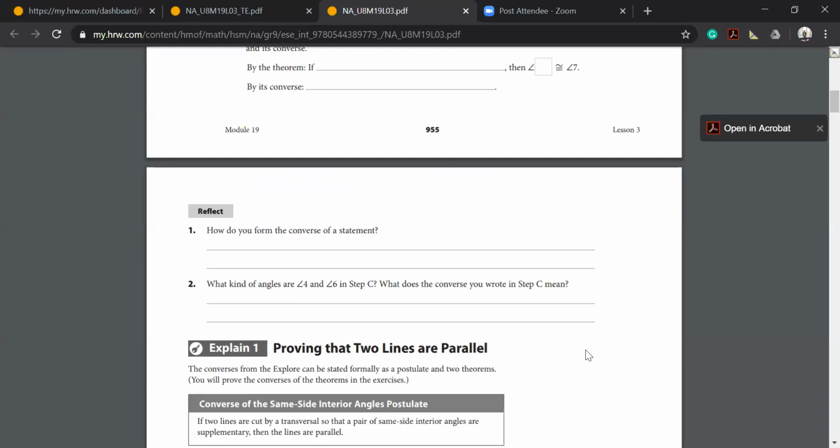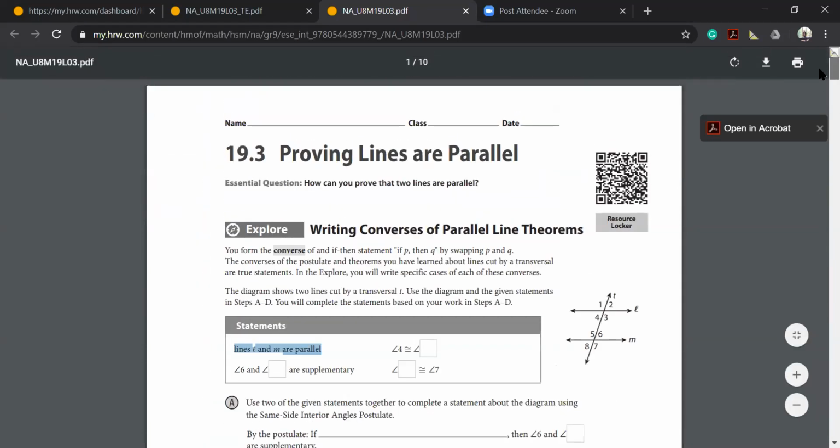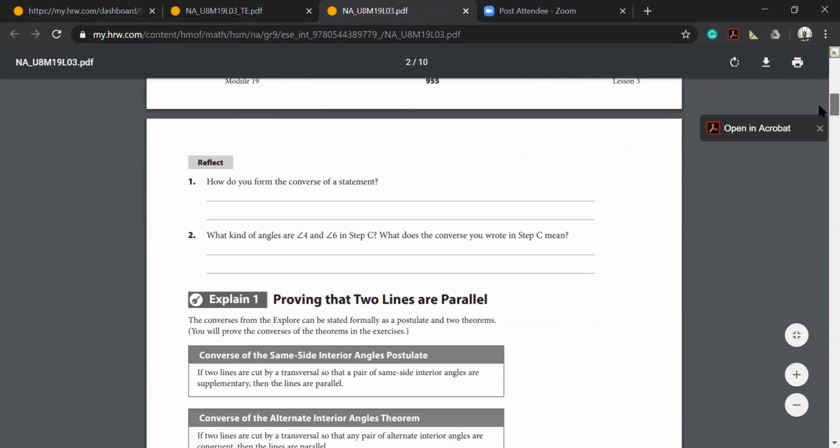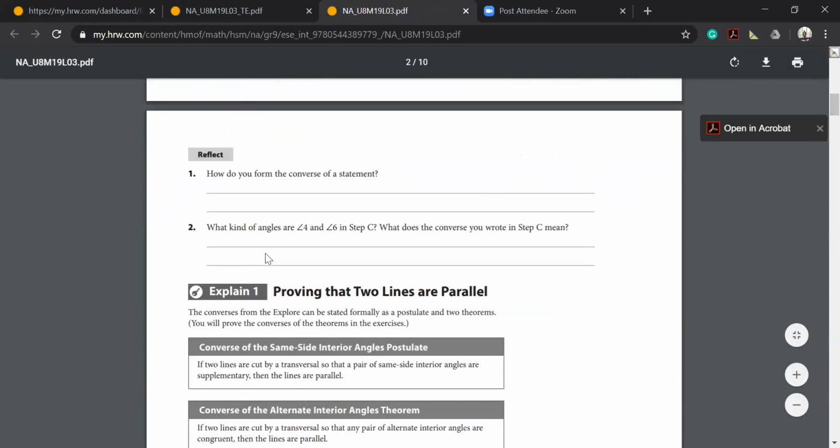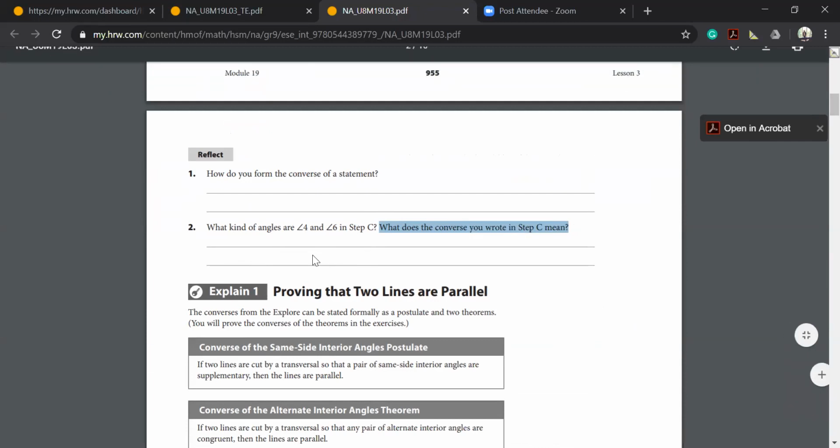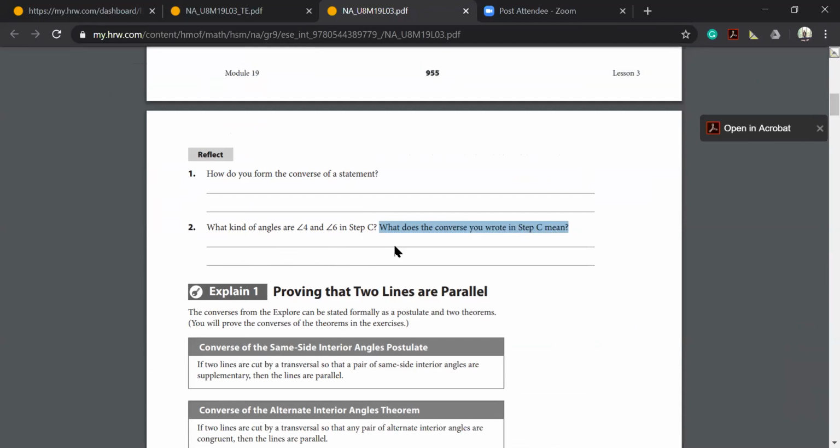What kind of angles are angle 4 and angle 6 in step C? Angle 4 and angle 6 together are alternate interior angles. So this is what you are going to write here: alternate interior angles. Just write alternate interior angles for question 2. Okay, explain 1.